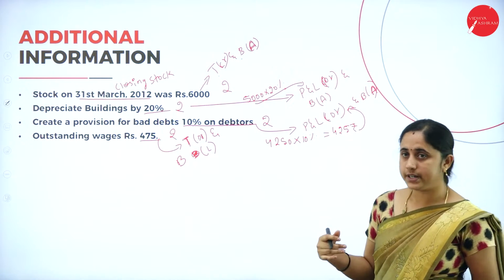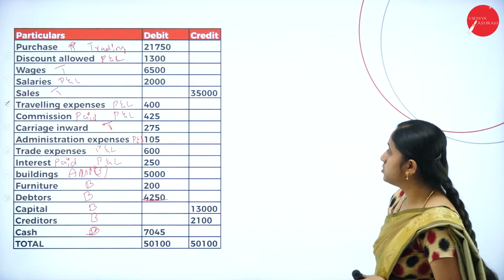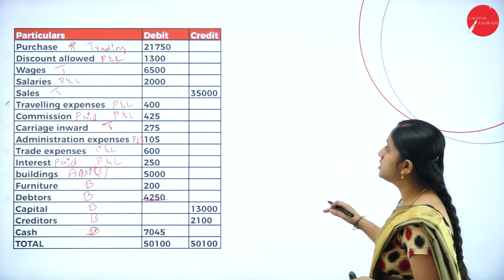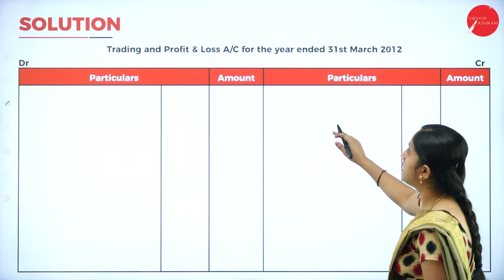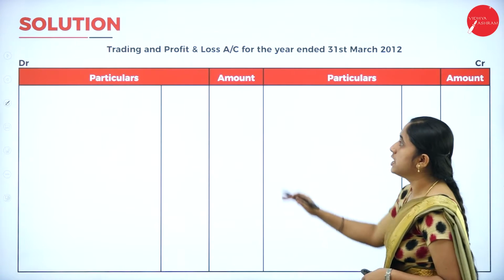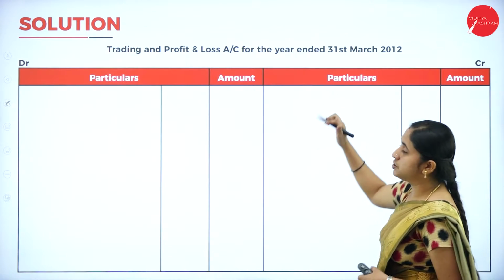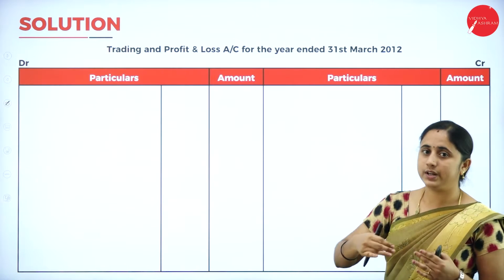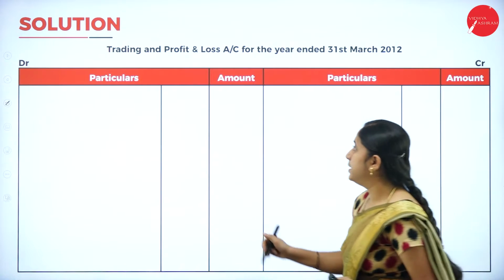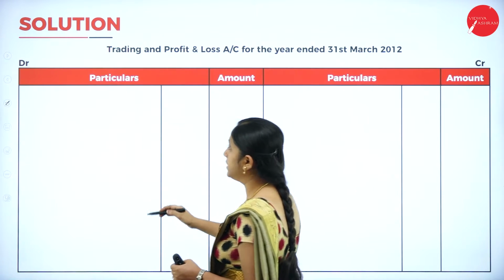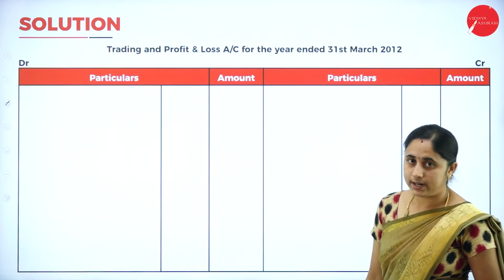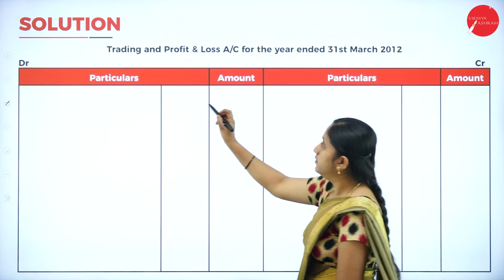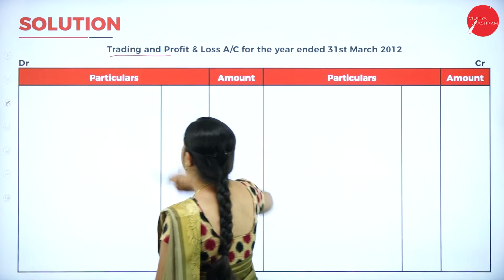So now we have classified the trial balance and the additional information, where you need to treat in the trading account and profit and loss account. We classify all the information. So let's start with the solution. This is the format of trading and profit and loss account. Trading and profit and loss account, two separate statements. We'll do it in a single statement, trading account and profit and loss account. After finishing trading account, we'll continue with the profit and loss account. First, we'll consider only trading account.